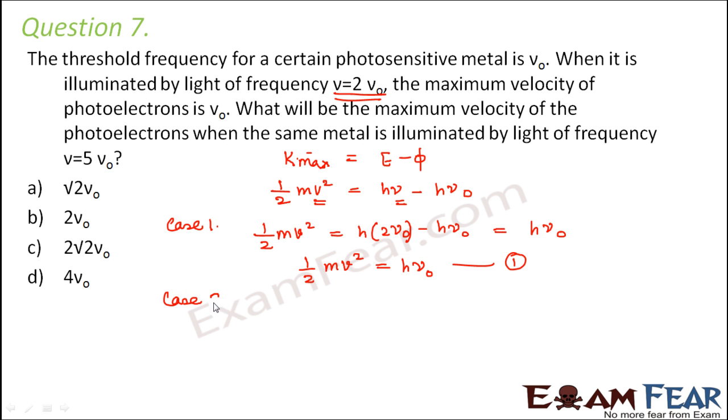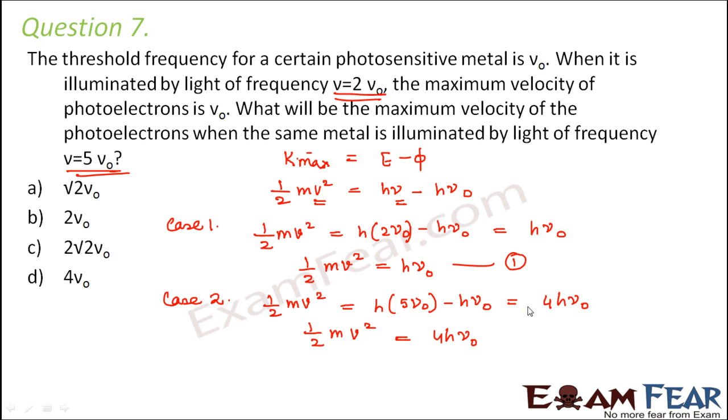Now let us write the equation for case 2. So in case 2 it says half mv square will be equal to, it is now illuminated with a light of frequency 5 nu naught. So this would be h into 5 nu naught minus h nu naught. So 5h nu naught minus h nu naught will be equal to 4h nu naught. So you can write half mv square is equal to 4h nu naught. So this is equation 2.